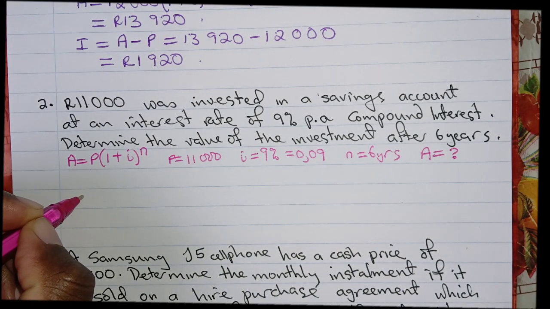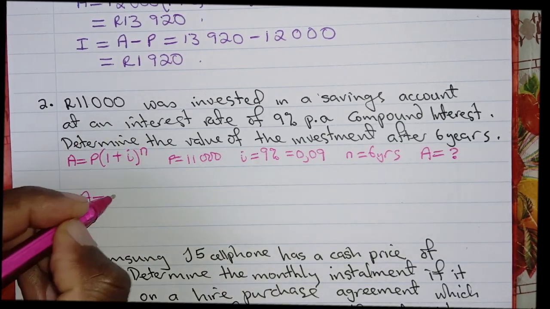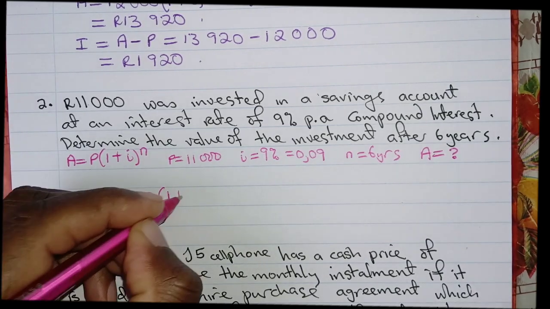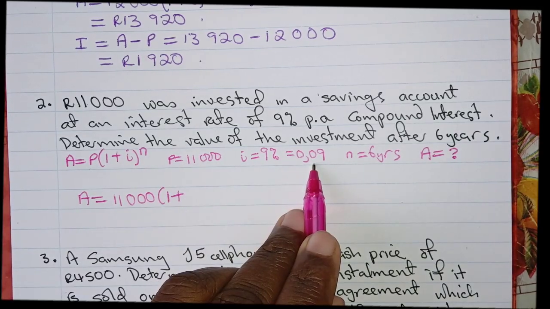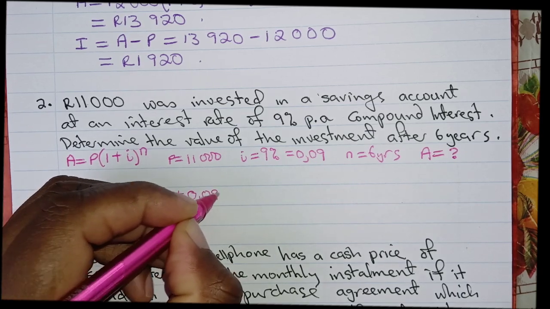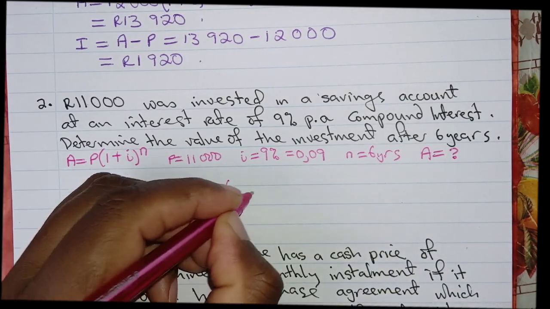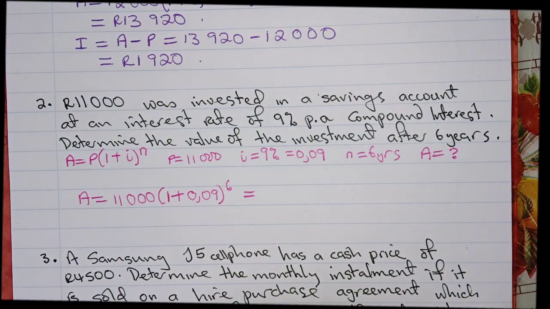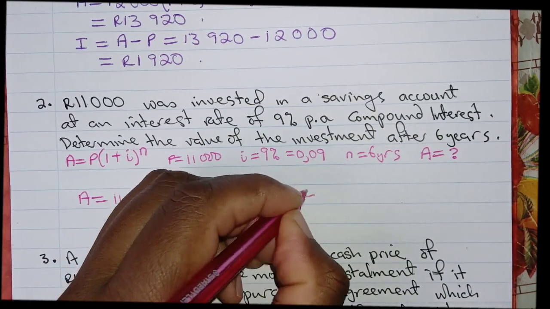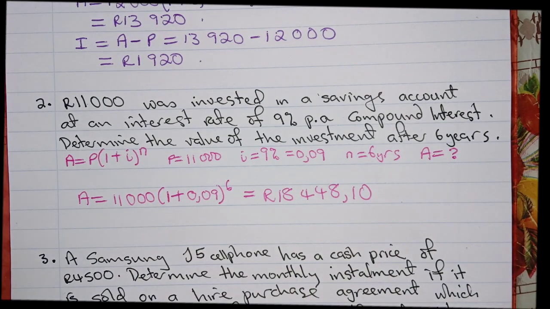So we are saying here, your A is equal to, substitute, P is 11,000 multiplied by 1 plus your I is 0.09. Remember, percent you divide by 100. Plus 0.09, and then raised to the power of n, that is 6 years. And then on your calculator, it should give you 18,448.10. That's how much we have.